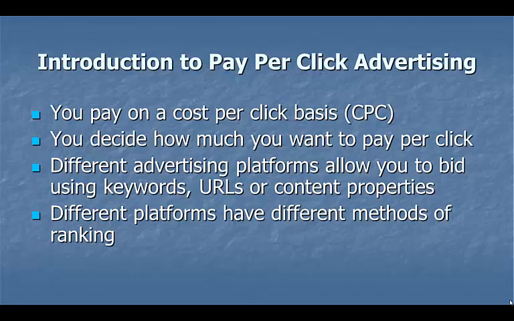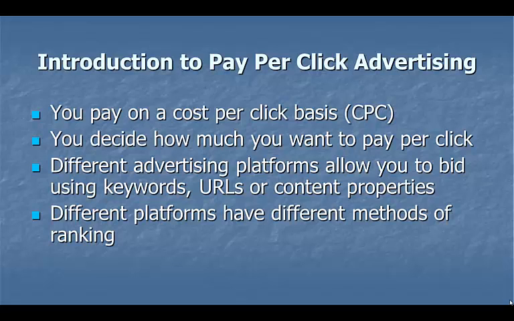Now, the different pay-per-click advertising platforms allow you to bid using keywords, URLs, or on their content properties. And I'll talk about the platforms that do offer content network advertising, and that's a different beast itself and gives you a much better reach as far as reaching other prospects.